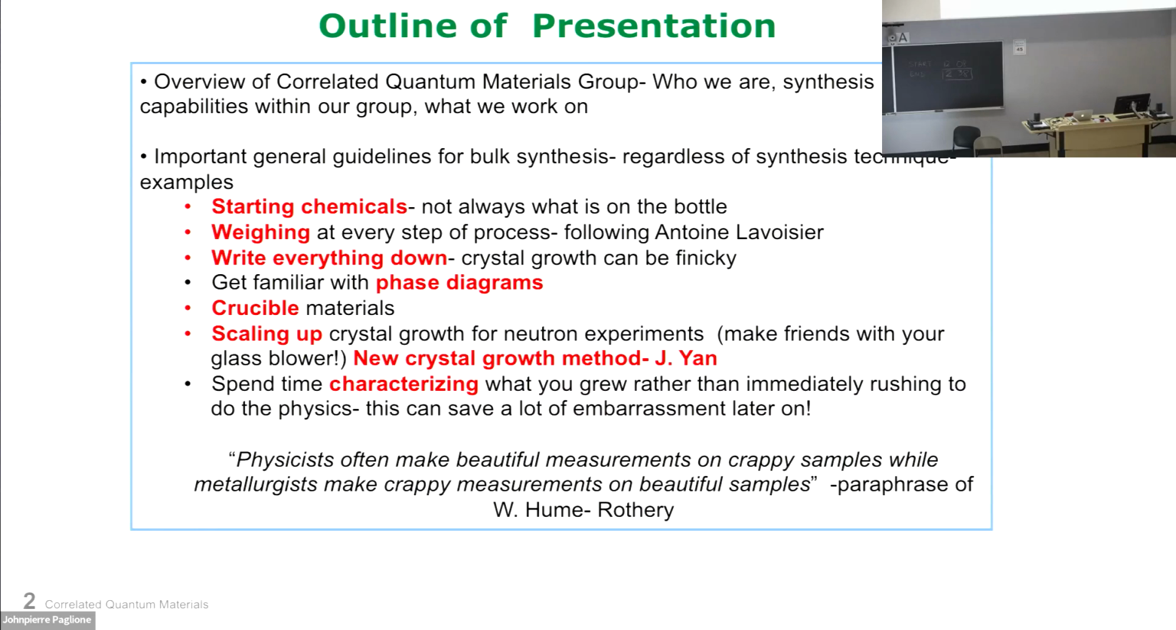And this is a phrase at the bottom that came from Hume Rothery's book. Hume Rothery was a pretty famous metallurgist. The book was published, I believe, in the 1930s. But in the introduction, he talks about how physicists often make beautiful measurements on crappy samples, and metallurgists make crappy measurements on beautiful samples. And so part of the point of this talk is to get you to make samples like a metallurgist, but then measure them like a physicist.